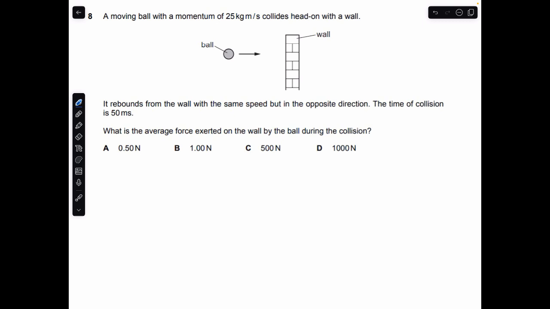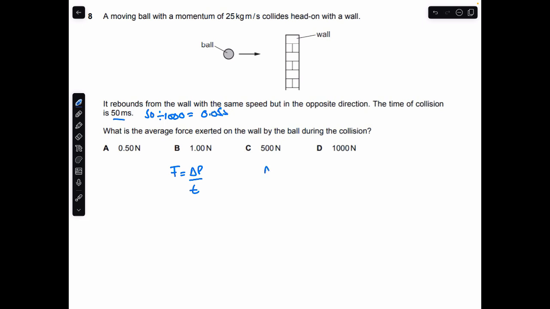The first thing you need to recall is that force is change in momentum over time. They've given you the time of collision, but the time is in milliseconds. So the first thing I'm going to do is the conversion over here, because usually you end up forgetting at the end. So this is going to be 50 divided by 1000, which is 0.05 seconds.